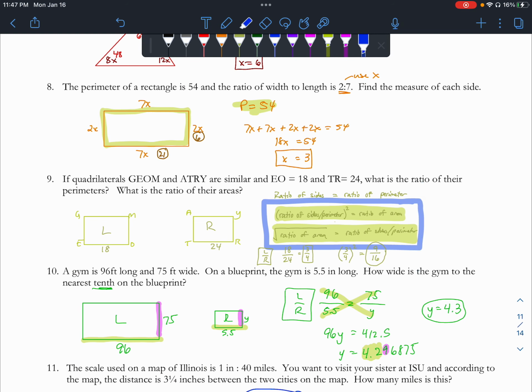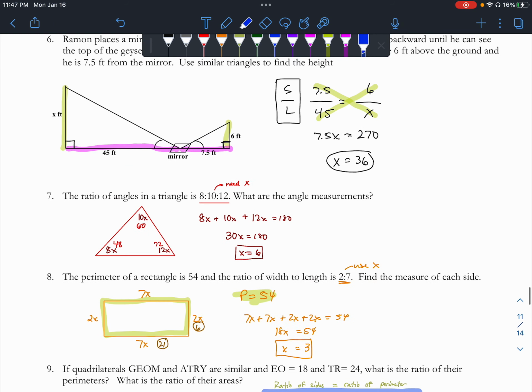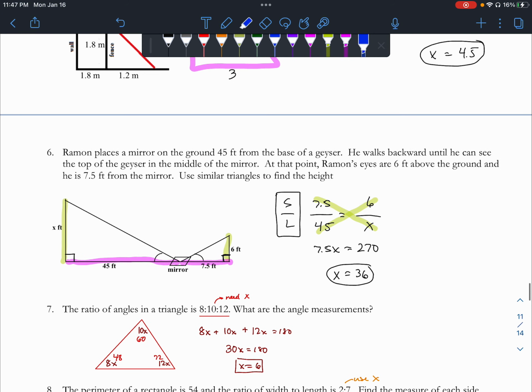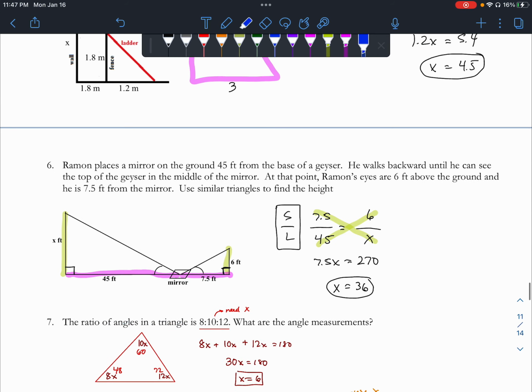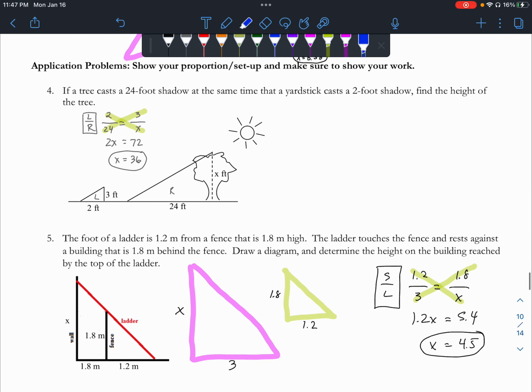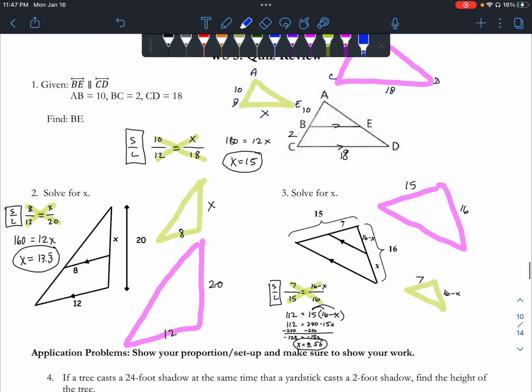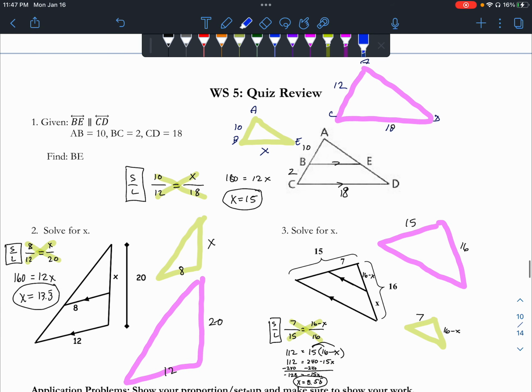That's a big piece of that. Otherwise, the rest of these are really just about drawing your similar triangles, whether it is shadows, whether it is using some ratios that they gave you in these problems. But again, if you understand the concepts of all of these problems, you're going to have no issues whatsoever on the quiz tomorrow.